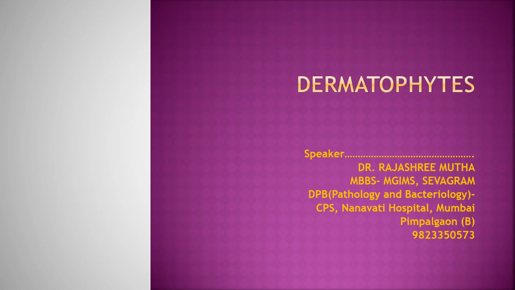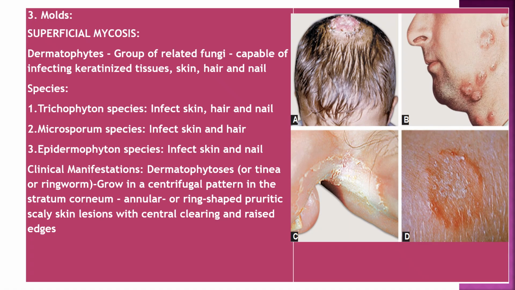Let's study dermatophytes. Dermatophytes are superficial mycosis. They are a group of related fungi capable of infecting keratinized tissues: skin, hair and nail. Trichophyton species infect skin, hair and nail. Microsporum species infect skin and hair. Epidermophyton species infect skin and nail. Clinical manifestations: dermatophytosis, tinea or ringworm, grow in a centrifugal pattern in the stratum corneum, with annular or ring-shaped pruritic scaly skin lesions with central clearing and raised edges.